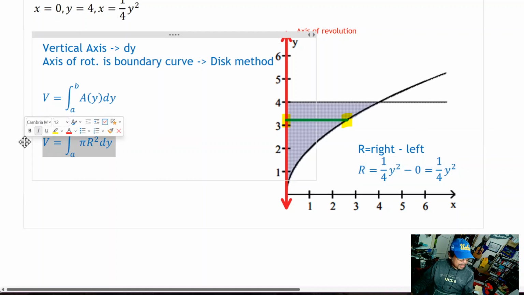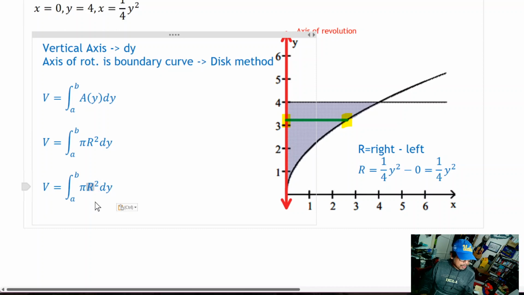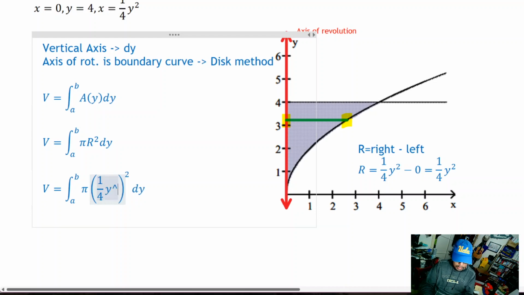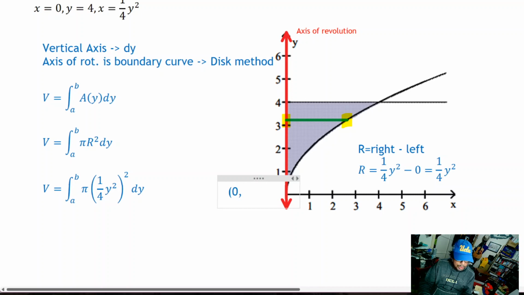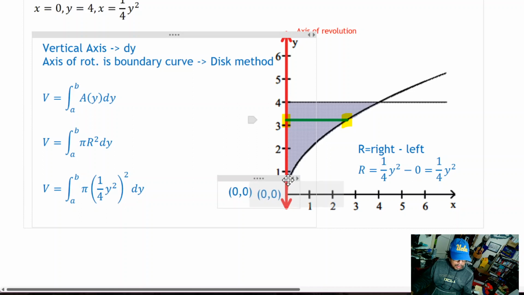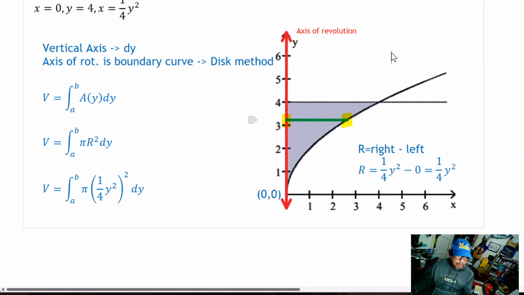So let's take that formula here, copy it down, and change our radius to 1/4 y squared. And we are just about finished here because we just need the upper and lower limits. So if I take a look at the corners here, let's see if we can figure them out. Down over here, we've got 0, 0. And the corner up over there looks like 4, 0.